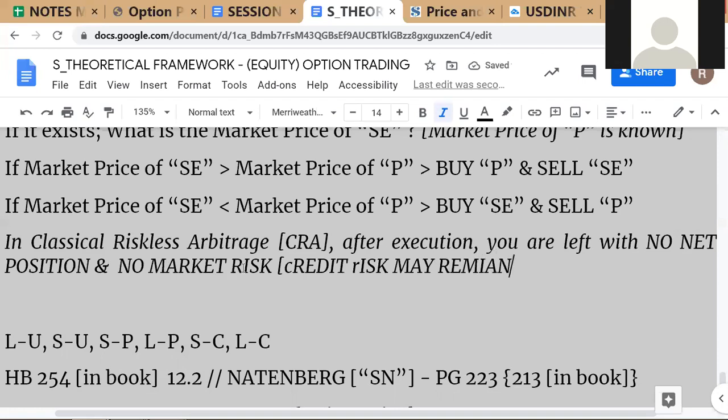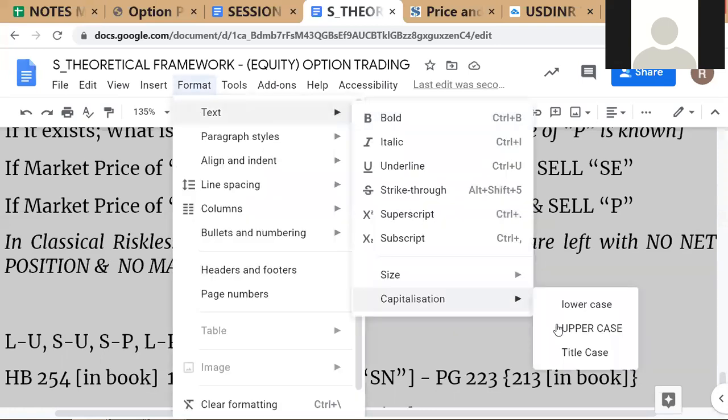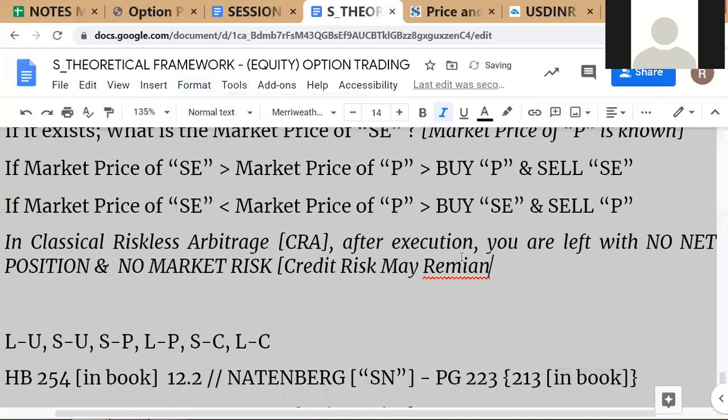Very bad writing. This is way for intro. And what else might remain? Credit risk and risk of, let's just write, breach of contract.